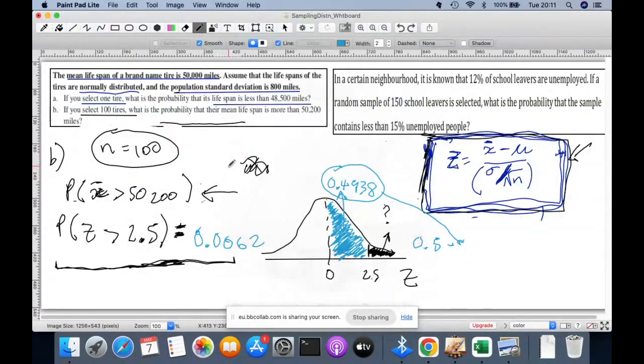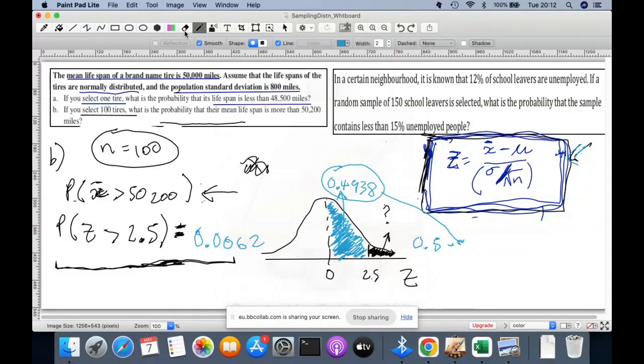So that's question B. The difference is how you get your Z value. The formula to get Z when you have the sample mean, X bar, is this formula that you see here on the right. The only difference from last week's lesson is the denominator. The denominator is sigma over square root n.